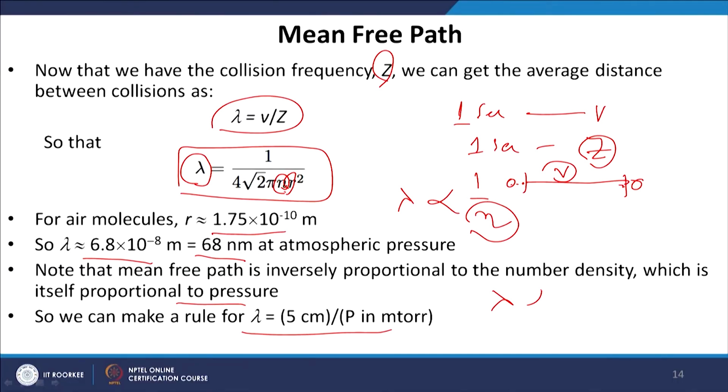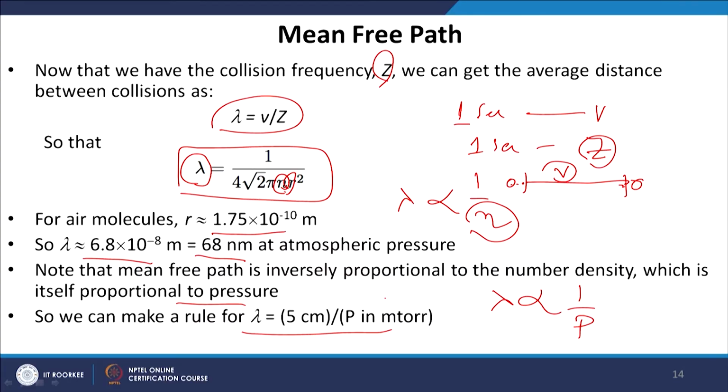If you want to put it in terms of pressure, lambda is inversely proportional to the pressure, and by putting in some numbers for air molecules at normal standard atmospheric pressure, we can get the value lambda is equal to 5 centimeter by p in millitorr.